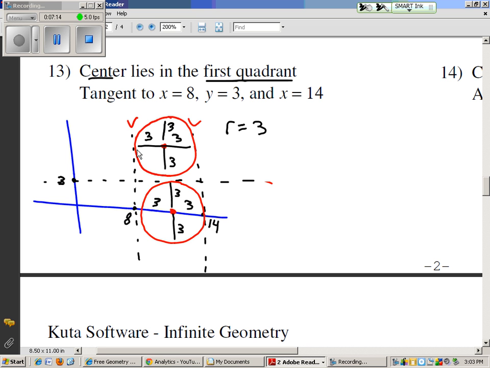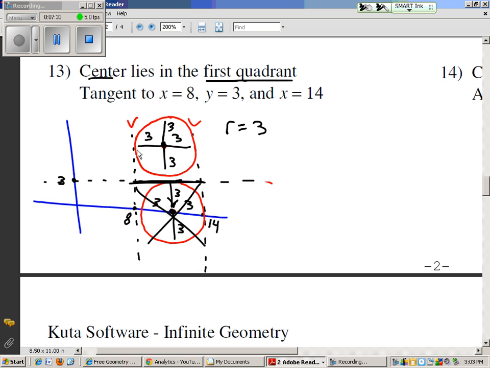And obviously from this one, since this line right here is 3, to go 3 down means I'm going to be on the x-axis. And therefore, it's not in the first quadrant. It's in between the first and fourth quadrants. So this cannot be our scenario. But this one, once again, for sure is.